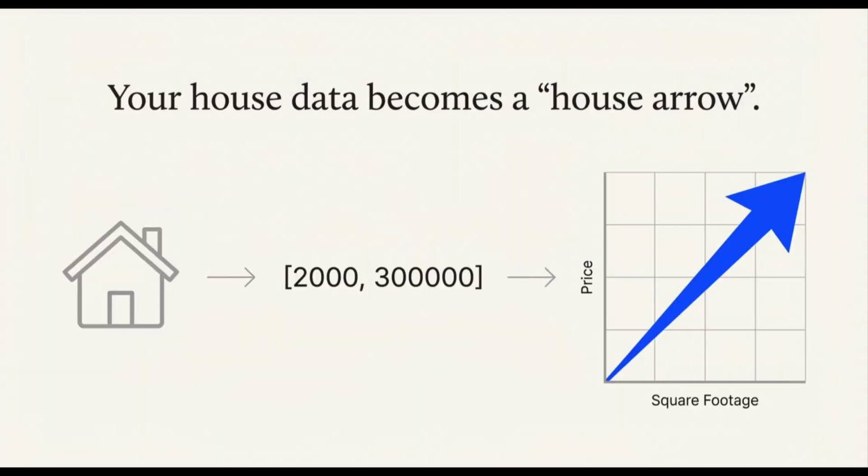Let's make this concrete. Suppose you describe a house using numbers: square footage, price, maybe location. AI turns that list of numbers into a single arrow in space. That arrow represents the entire house. Compare arrows, and you compare houses. This is how recommendation systems, pricing models, and predictions all begin.